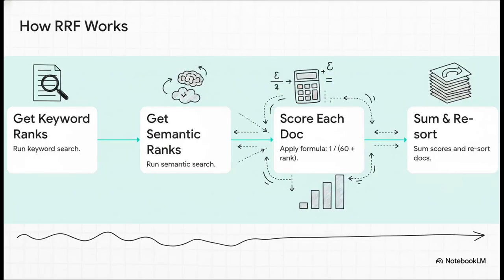And check out how simple this actually is. I mean, look at this. You get the ranks from both searches, you plug them into that tiny formula, 1 divided by 60 plus the rank, you add up the scores for each document, and then you just resort the whole thing.